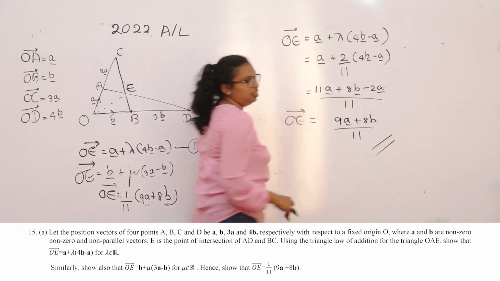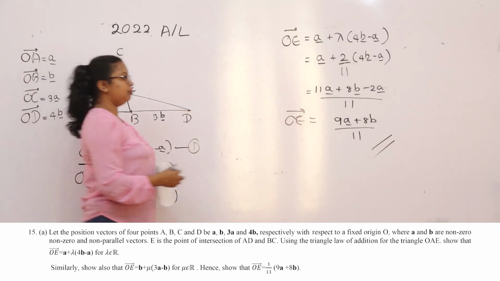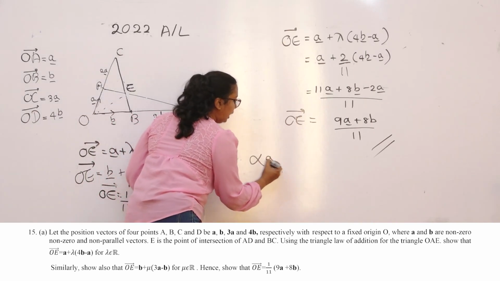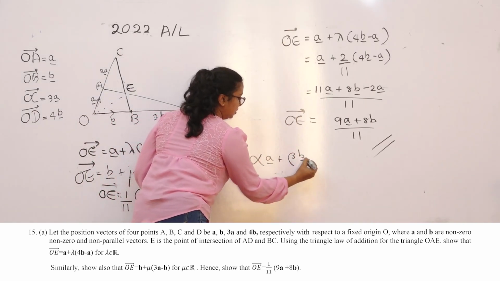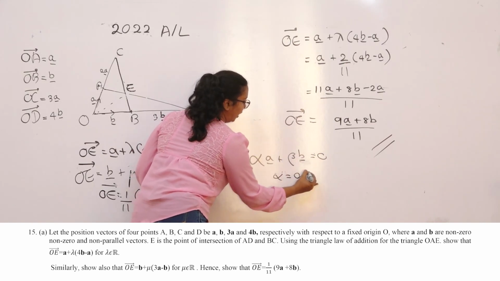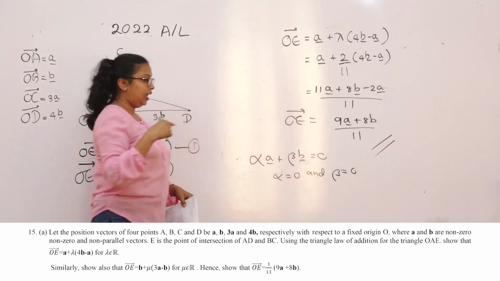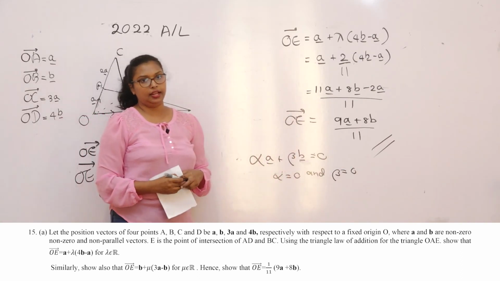So, this question is actually very easy to do once you understand the pattern that you have to follow. Right? The most important thing is this alpha A plus beta B equals 0. Then alpha equals 0 and beta equals 0 if it satisfies the conditions A and B are non-zero, non-parallel vectors.